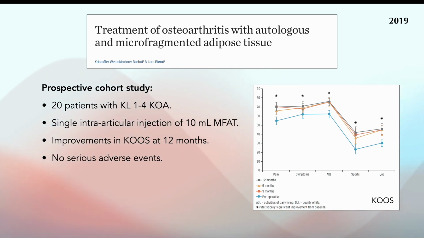In this study in 2019, 20 patients with a variety of degrees of severity received a single intra-articular injection of MFAT with significant improvements in KOOS. If you look at the blue line there, that's the baseline KOOS level. Of course, increasing scores are better. So you see the 5 subscales, all improving at the 12-month follow-up time point, which were statistically significant improvements, and no serious adverse events.